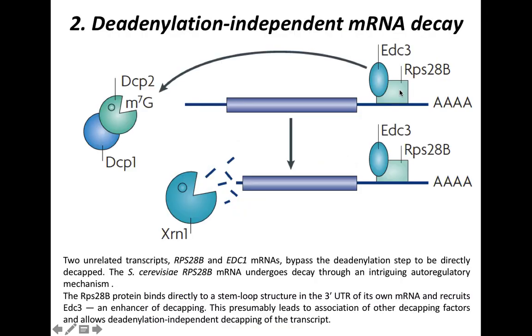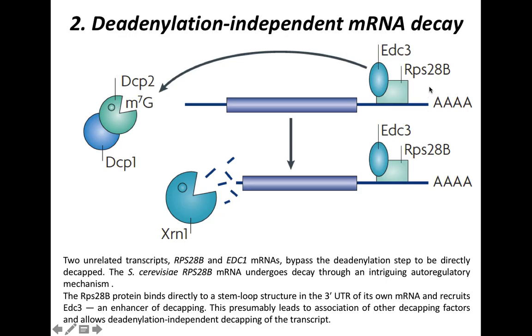Today we are going to talk about de-adenylation independent mRNA decay. As the name indicates, this is not dependent upon the removal of poly A tail. You do not need to remove the poly A tail in order to destroy the mRNA molecule. The tail remains intact and you can still destroy the mRNA molecule. So here we have an example. There are not many examples for this type of mRNA decay.